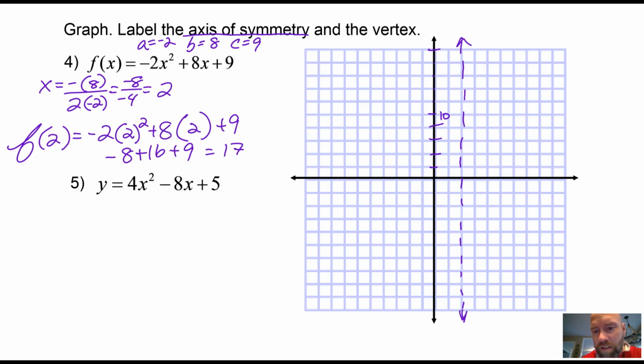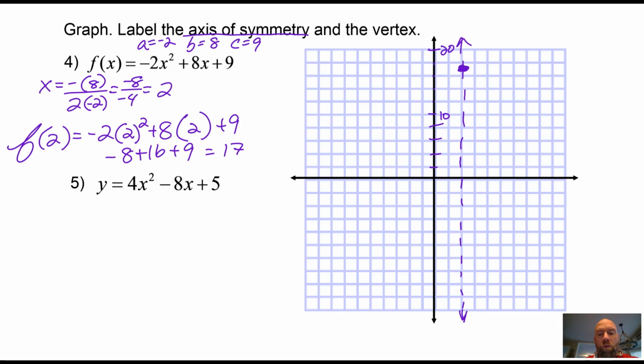I just skipped 16, 16, 18, 20. Okay, so this is, in fact, 20. So 17 would be, let's see, 12, 14, 16, 17 would be right there. So my vertex of my parabola would be right there.